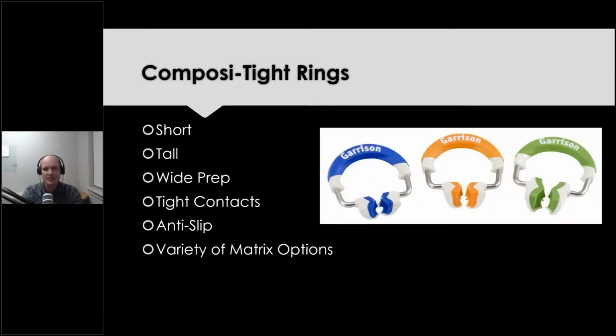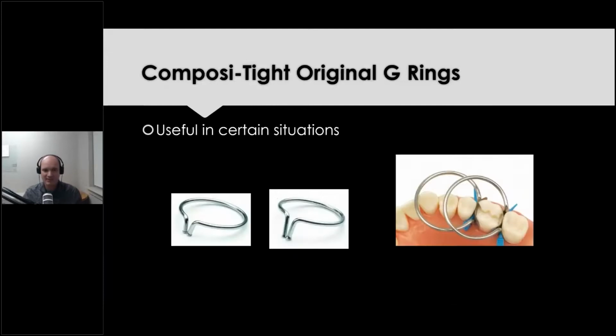There's different types of rings. This is the system I use, the composite tight rings. We've got a tall, a short, and a wide prep, which is new, that can help you if you've got an extensively broken down tooth. They're going to form a really tight contact. They don't slip because of the rubber on there. And you have a wide variety of matrix options. I will say I trained with these in dental school, the original G rings, and I still keep these on hand because sometimes I can't get the bigger ring on. So keep that in mind.